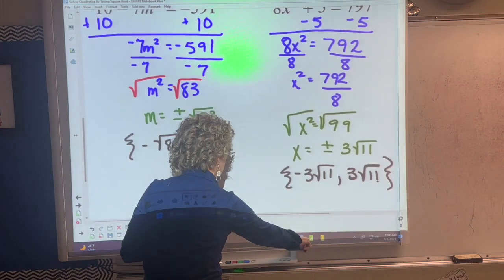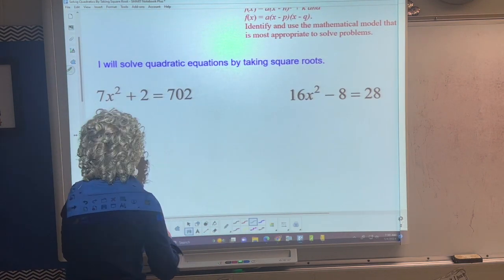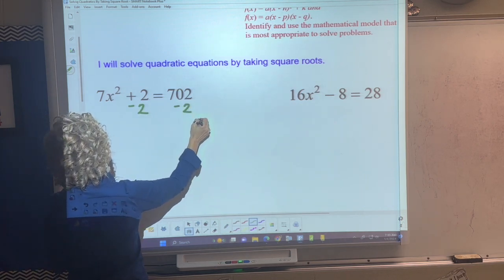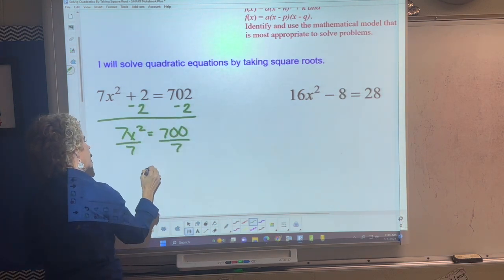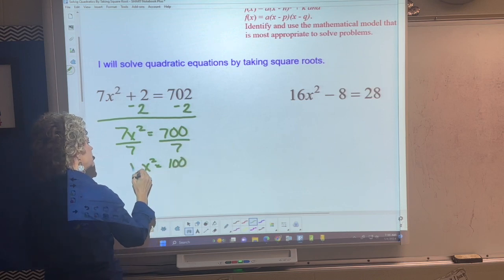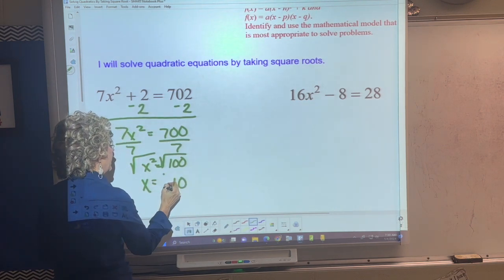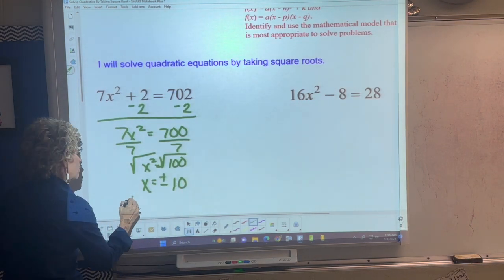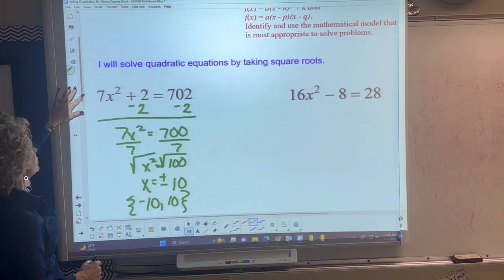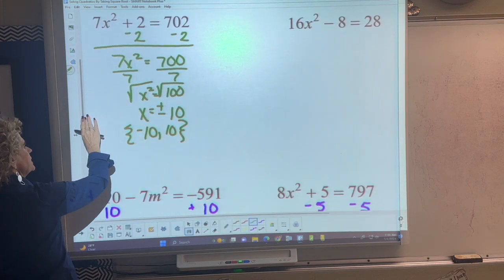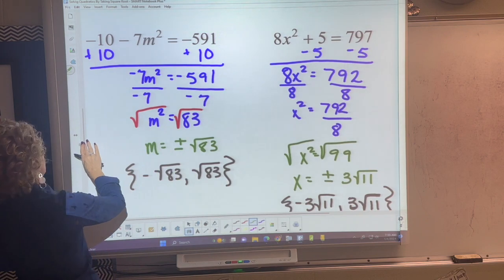Let's go back here. We're working our way backwards. Okay, we're going to do this one. Again, we're going to subtract 2 from both sides. 7x squared equals 700. Divide both sides by 7. X squared equals 100. Take the square root. X equals, I know the square root of 100 is 10, and I get plus or minus 10. So to write my answer, negative 10, positive 10, and I close it. So we can get nice, pretty answers like a negative 10 and positive 10, or a negative square root of 83 and positive square root of 83, and then we can have radicals in our answers. Not a big deal.